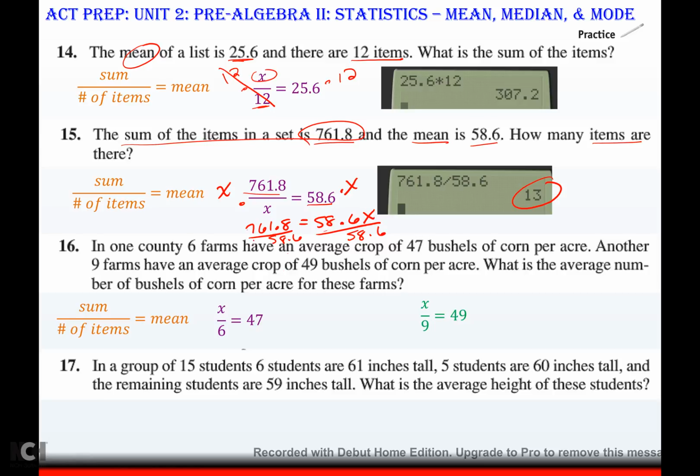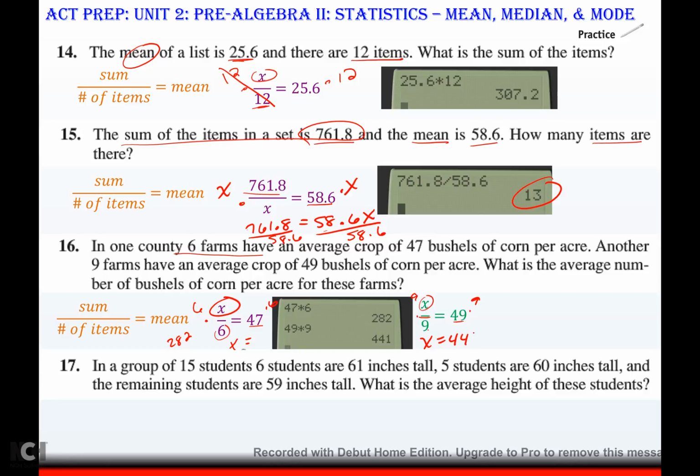But here we go. If I do the first farm, they gave me the total of 6 farms, and they gave me the average was 47, so I needed to get the sum. So to do that, to get x alone, I would do times 6, and x would equal 47 times 6, which is 282. So the total for the first farm is 282. For the second farm, again, total number of farms was 9. The average was 49. So to figure out what the sum was, I'm going to multiply both sides by 9, and this x would give me 441.